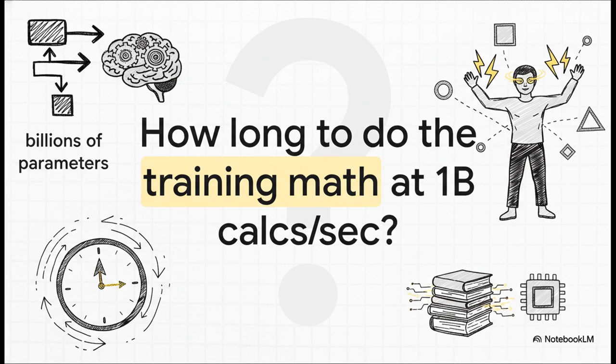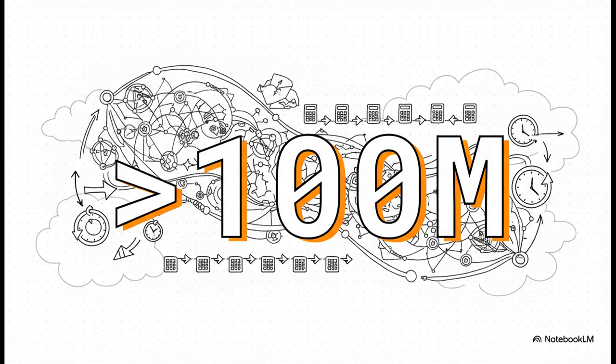Okay, so the data is huge, but what about the actual number crunching? The sheer math required to tune all those billions of parameters? Let's imagine a supercomputer of a person, someone who could do a billion calculations every single second. How long would it take them to do the math for the training? The answer is just staggering. It would take that person well over 100 million years for one training run. The scale we're operating at here is, it's beyond human comprehension, really.